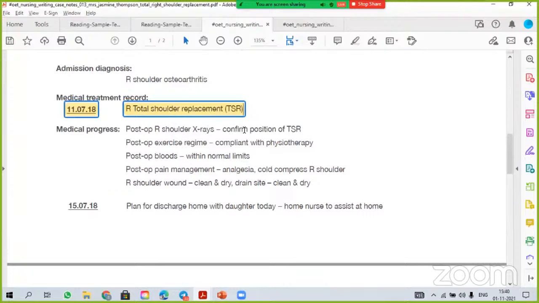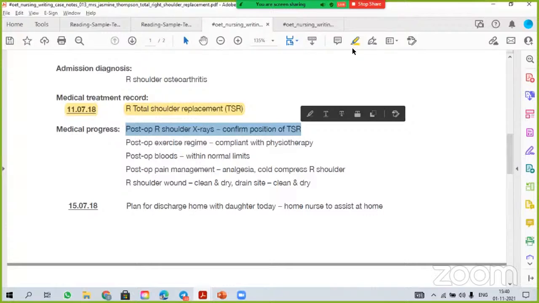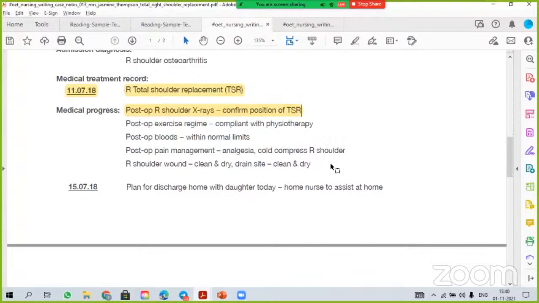Okay, shoulder X-rays, confirm position, perfect. Confirm means perfect. So everything is fine. Post-operative exercise regime. Okay, this is important. Post-operative right shoulder X-rays. Confirm position of TSR. That means it's confirmed. Confirmed means perfect. Perfect means successful. So that's what it is.